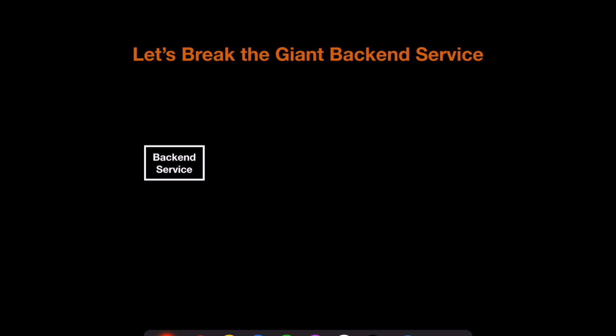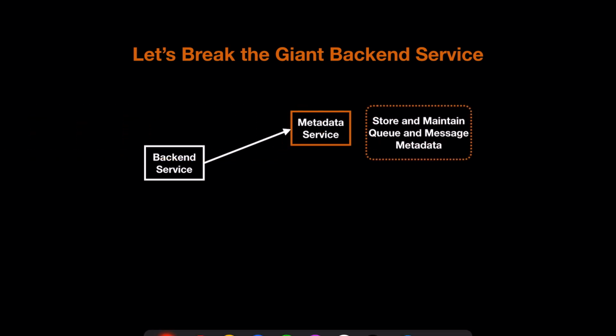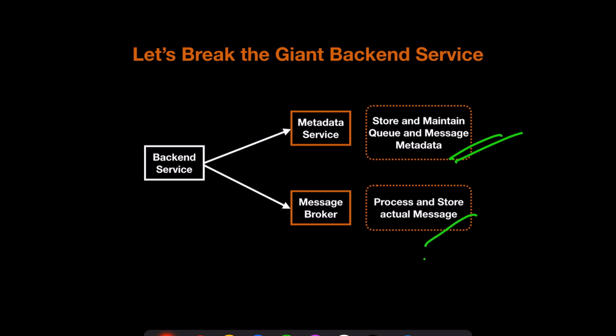So let's break the giant backend service. First, we will break the backend service into two different services. One of them is the metadata service. The metadata service stores and maintains queue and message metadata, for example which user owns which queue, what messages are coming to the queue, or queue setup related information. Then another service would be the message broker. This is technically the main message queue service we'll be designing. It will handle actual message storing and processing. So processing and storing actual messages is done by our message broker.